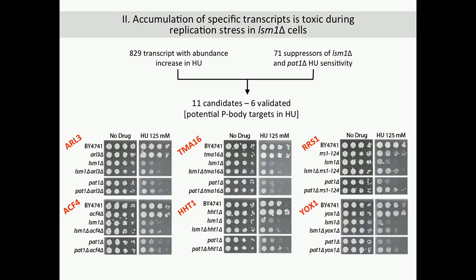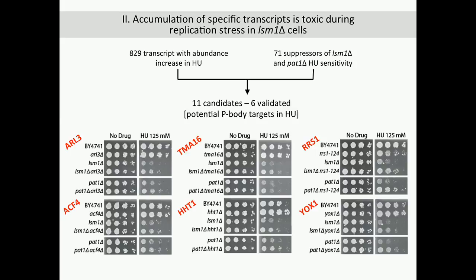So using our RNA-seq data, we were able to identify 829 transcripts with abundance increase in LSM1 delta during at least 2 time points in HU. And among these transcripts we identified 11 candidates that were also suppressors of LSM1 and PAT1 HU sensitivity. And we were able to validate 6 of them. So these 6 targets were revalidated using a spot assay, and I'm showing you here the spot assay for these 6 targets. And as you can see, deleting these 6 targets suppresses LSM1 and PAT1 HU sensitivity.